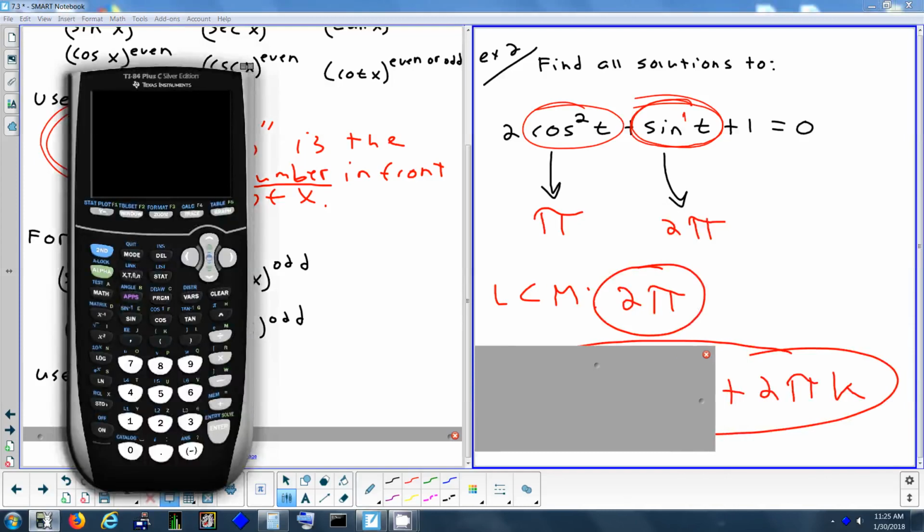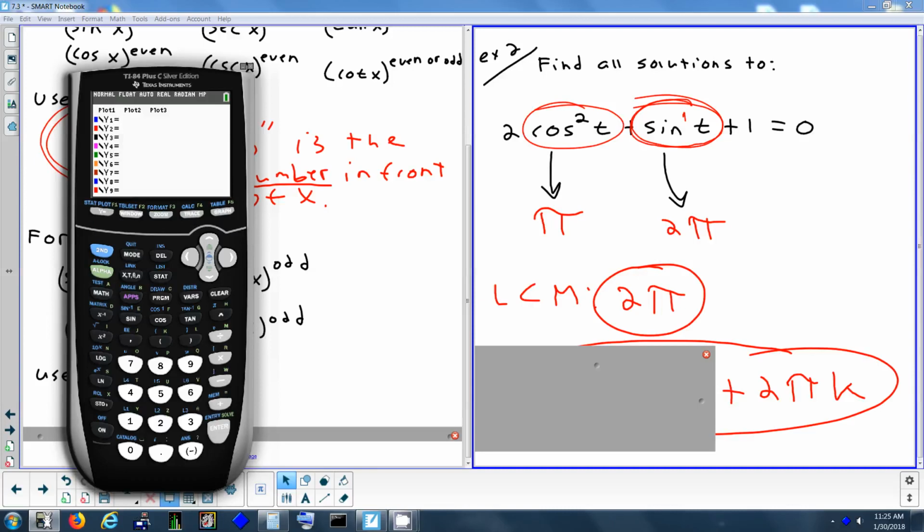Okay, so now we're going to graph it. I'm going to type in 2 cosine. I have to use x as my variable. Make sure you close the parenthesis. Plus sine of x. Plus 1.